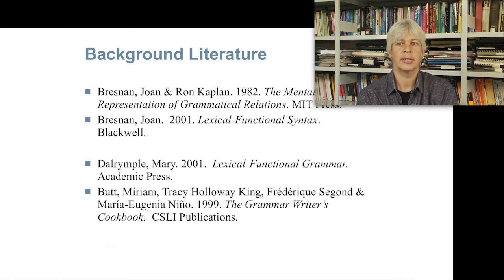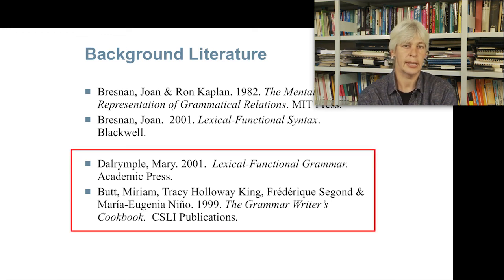Here's some background literature that you should know about. The first seminal work, 1982, The Mental Representation of Grammatical Relations. There's a textbook by Joan Bresnan in 2001, Lexical Functional Syntax, which has some incremental advances that she talks about. There's another textbook by Mary Dalrymple, Lexical Functional Grammar. And there's something called the Grammar Writer's Cookbook, which was co-authored as part of the Pargram project, which I'll tell you about in a little bit. For this course, these last two are the most relevant. So if you can acquire them, do acquire them. The Grammar Writer's Cookbook is now available as an ebook as well, so you should be able to get that.